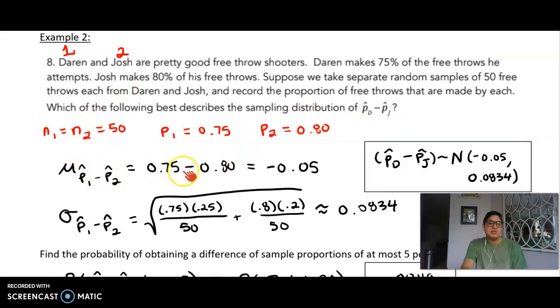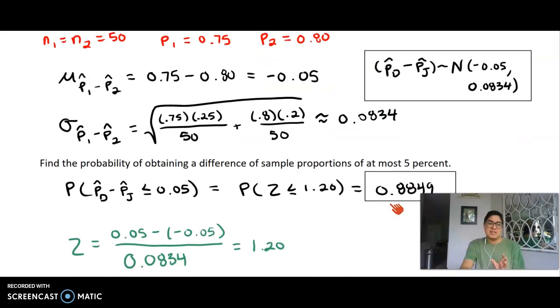So again, I'm just going to sub in the values here, find the difference, and I get that the sampling distribution of the difference of the sample proportions between Darren and Josh is distributed approximately normal with a center of negative 0.05 and a standard deviation of 0.0835. Again, looking at the conditions, verifying them using formulas. That's all we're doing here.